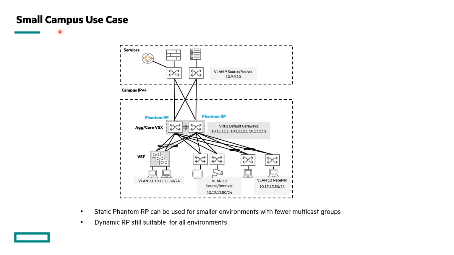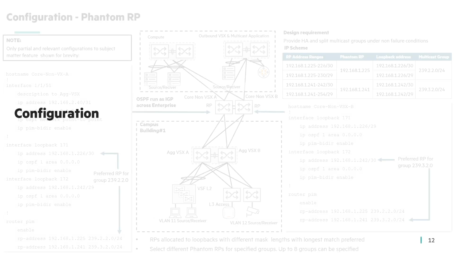So let's look at the small campus use case, where we have effectively a collapsed core. Now we can use static Phantom RP in these small environments with smaller multicast groups, because you have configuration that you can manage across the devices, and you possibly won't need as much load sharing. However, dynamic RP is still suitable for all environments and can still be used in the small campus use case too. Now let's look at some configuration details.